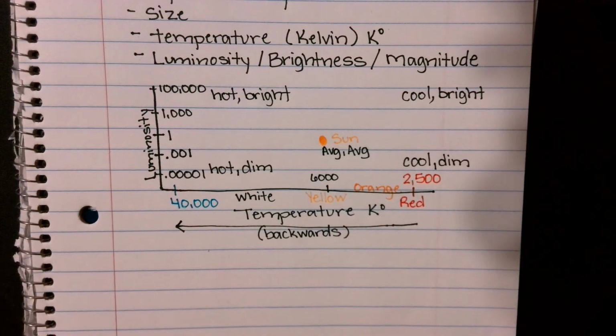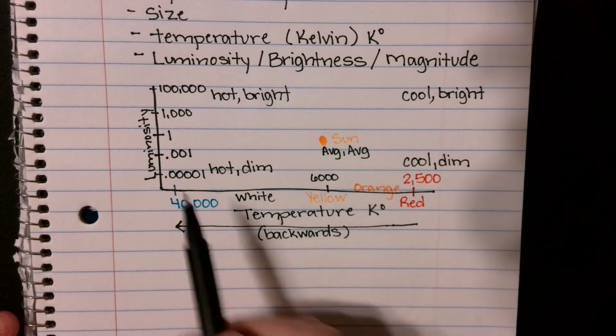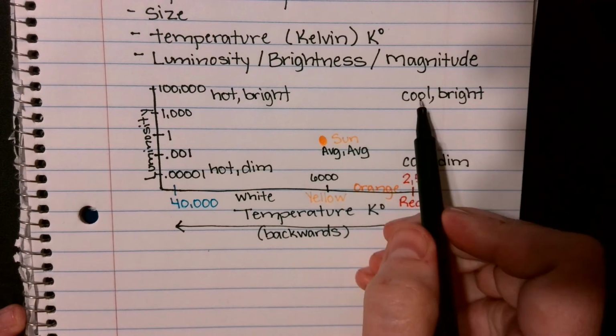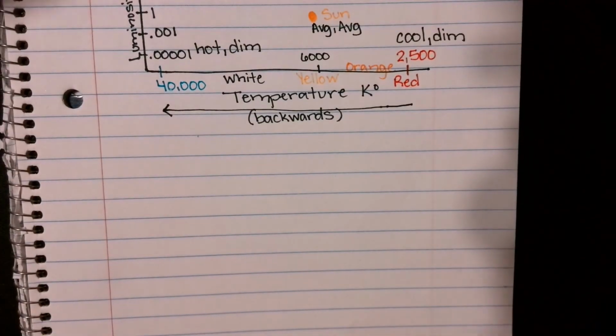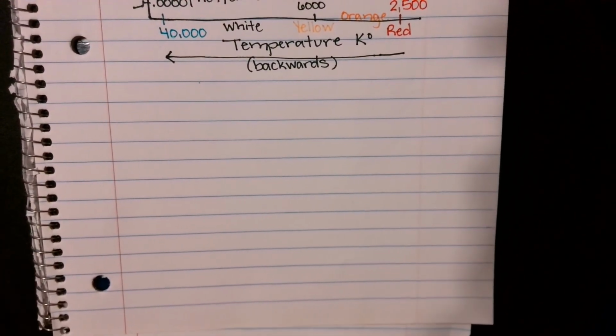So when we look at stars, again, we're always going to be looking at this comparison. So we've got our hot dims, our cool brights, and our hot brights. So we'll refer to those as temperature and luminosity. Next, we're going to look at a graph based on size.